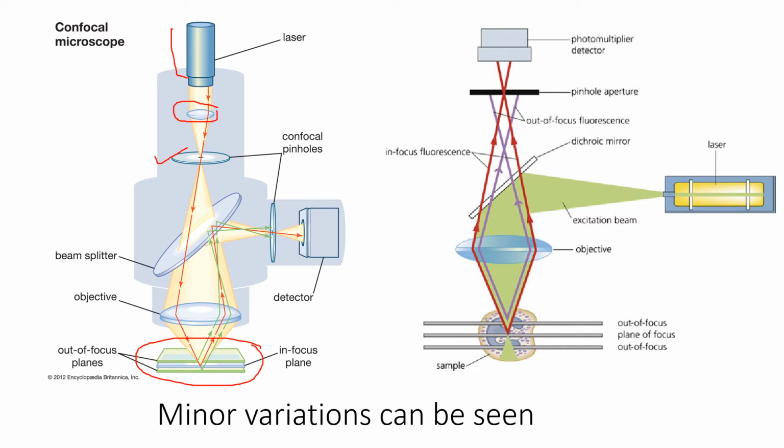Light rays are generated from the planes which are not under consideration, which are out of focus, and from the point of consideration, called the in focus plane. They then pass through the objective lens and the dichromatic mirror. The dichromatic mirror ensures that only fluorescent light, both out of focus and in focus light rays, reaches the confocal pinholes, and all the reflected light rays get eliminated. Finally, the confocal pinholes further ensure that only in focus fluorescent light rays reach our detector, and that's how bit by bit we are getting our image of the specimen.